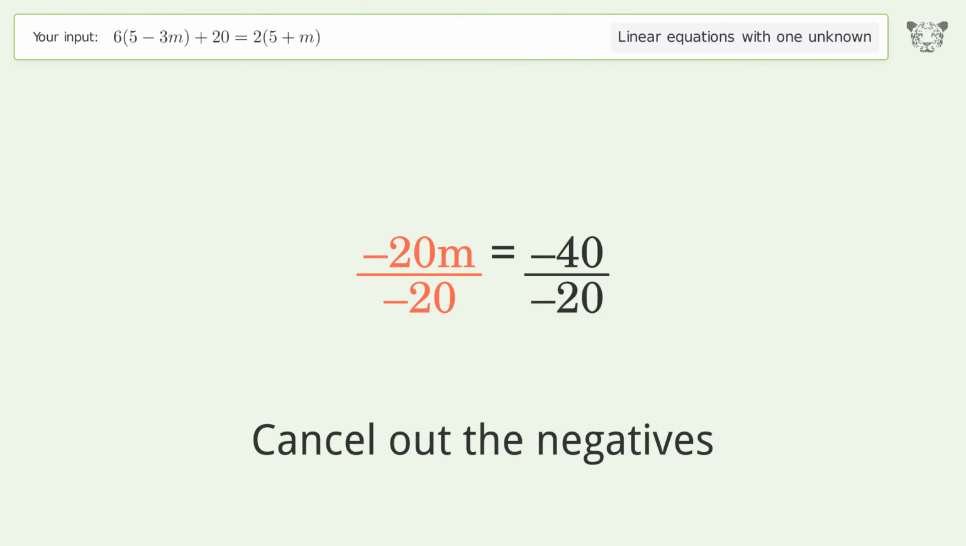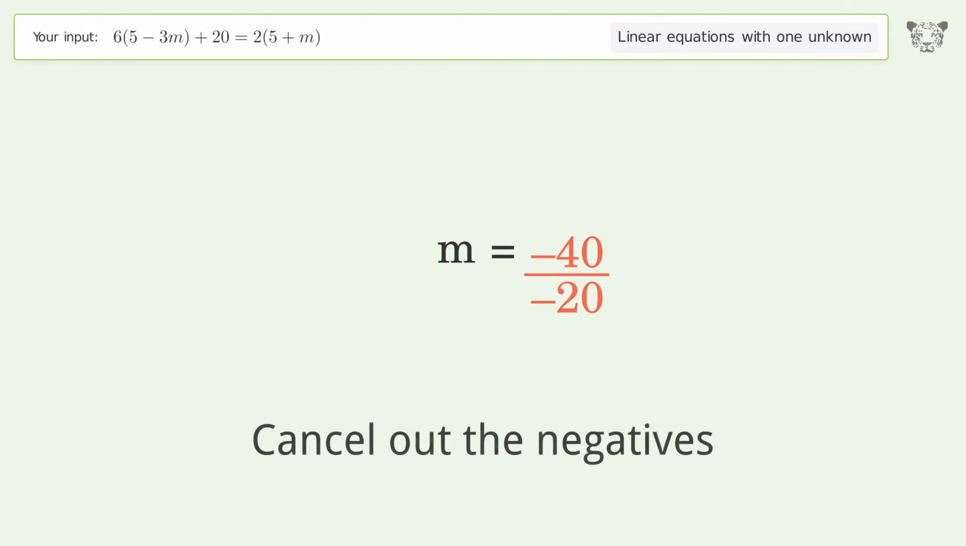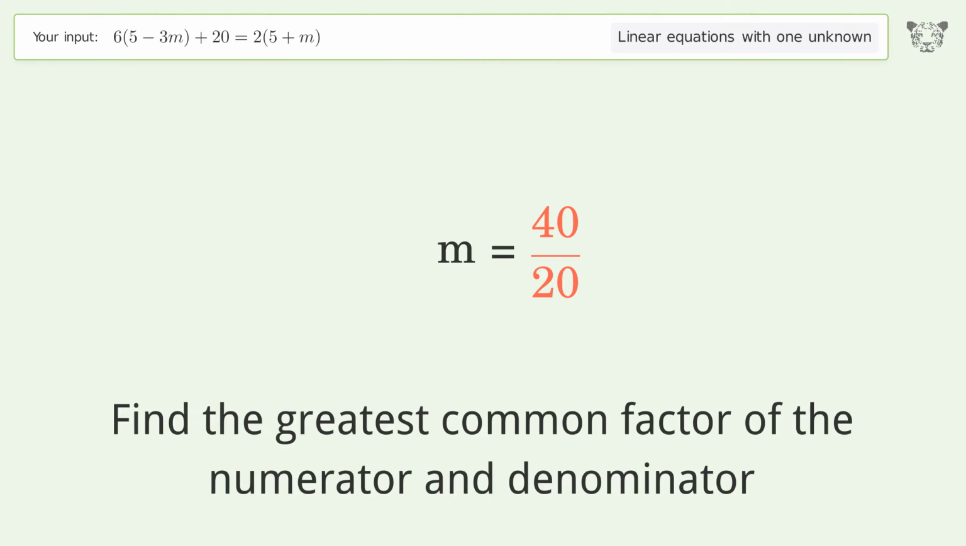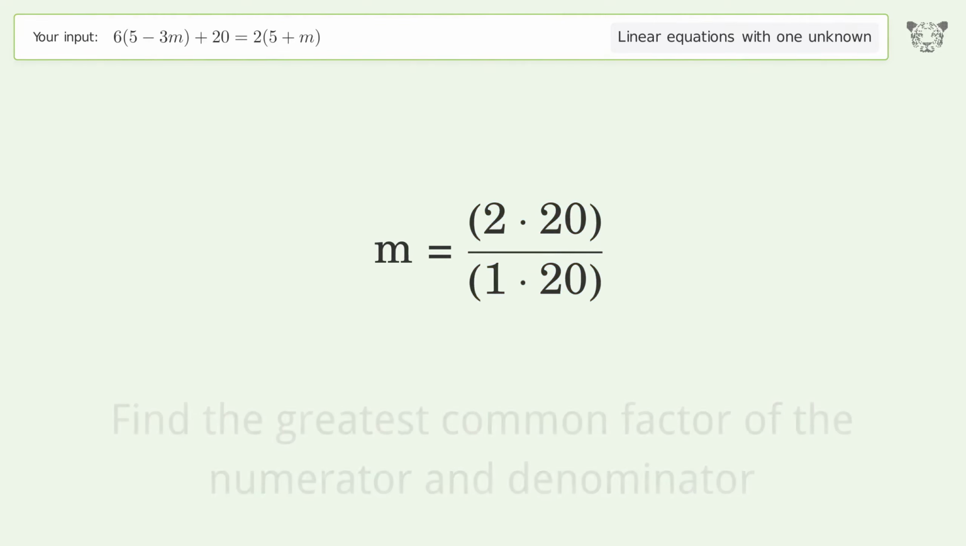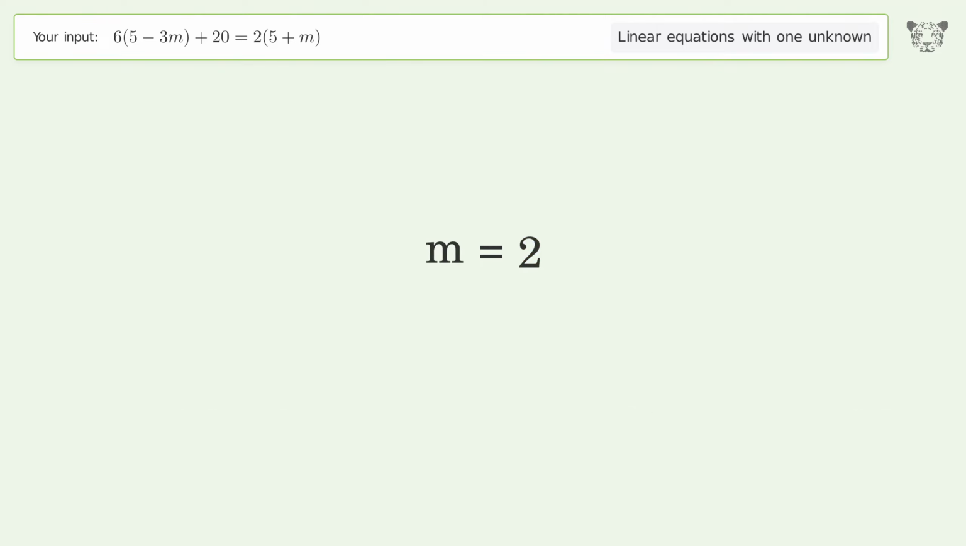Cancel out the negatives. Simplify the fraction. Cancel out the negatives. Find the greatest common factor of the numerator and denominator. Factor out and cancel the greatest common factor. And so the final result is m equals 2.